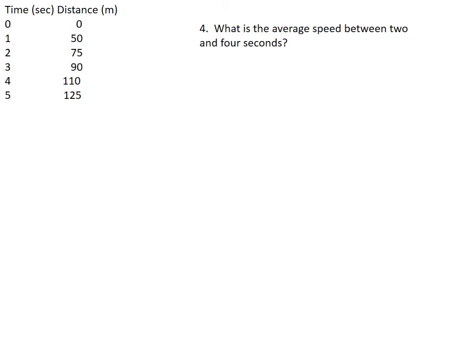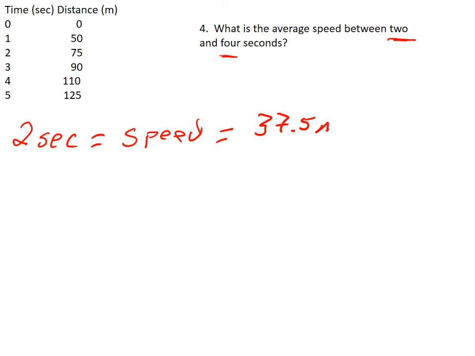On this one, it says, what is the average speed between 2 and 4 seconds? Well, we already know from a previous problem that at 2 seconds we had a speed equal to 37.5 meters per second. That came out of problem number 1, so I'm not going to recalculate that because you can look at that.